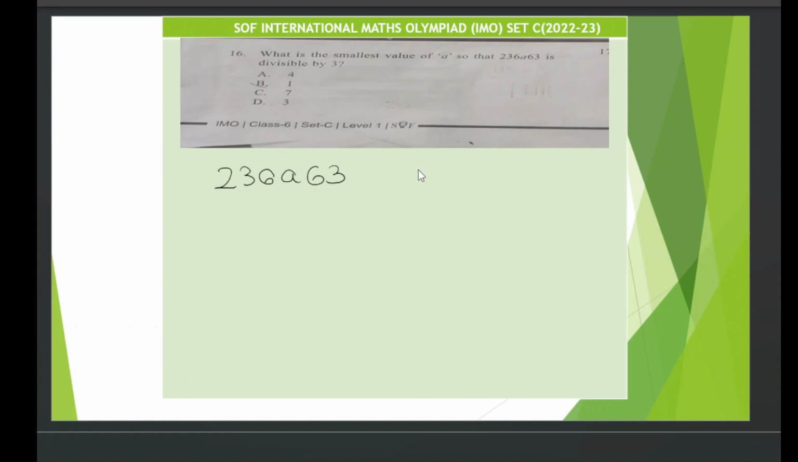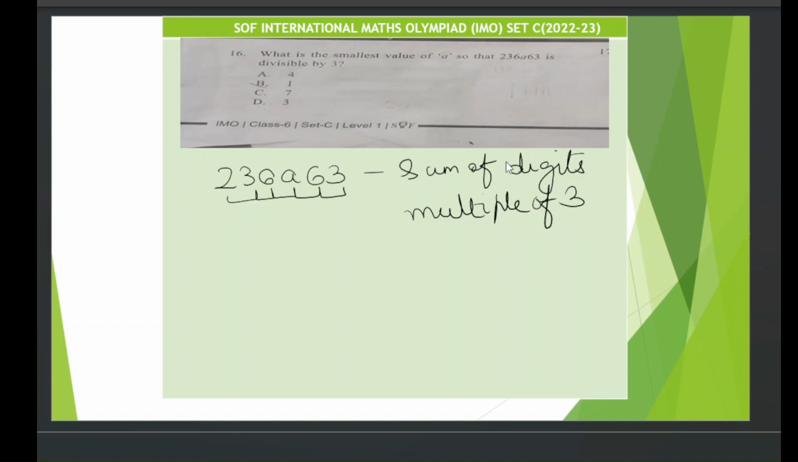It says that if we add all the digits in the given number, and the sum of digits that we get is a multiple of 3, then that number is divisible by 3. That is the divisibility rule of 3. So I'll erase all of this. Let's first find the sum of the digits here.